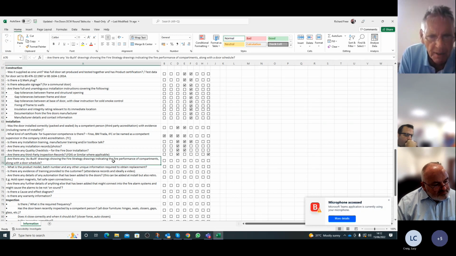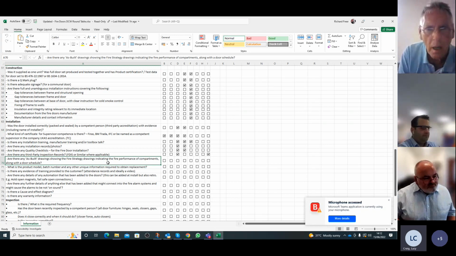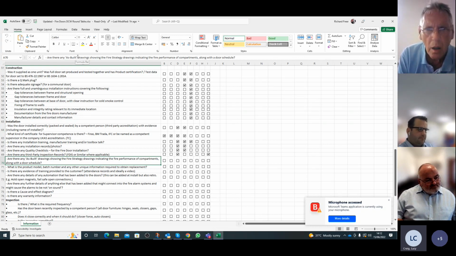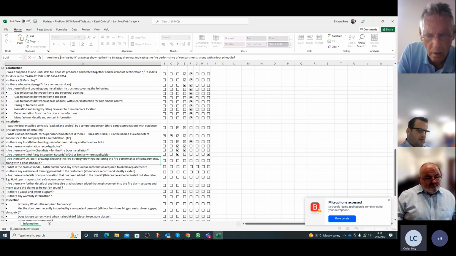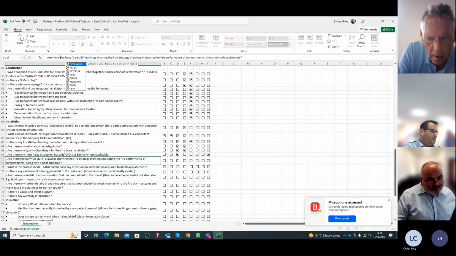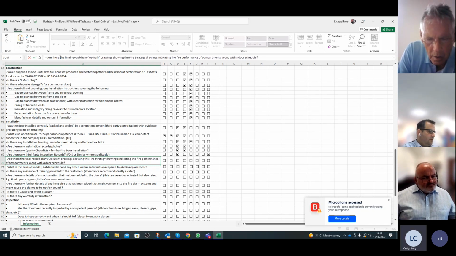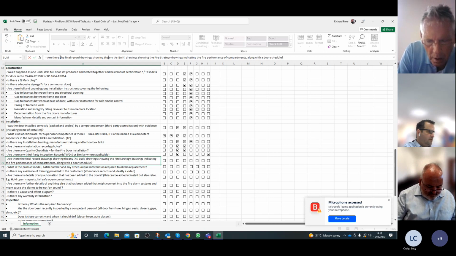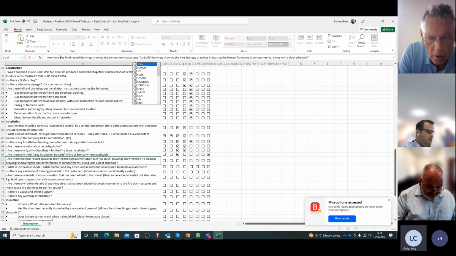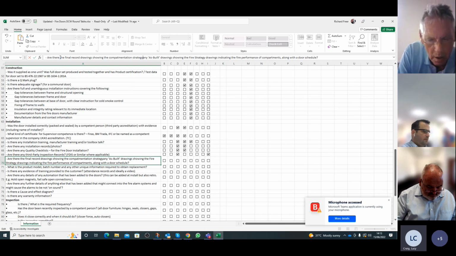Right. So do I want to make an amendment to this question? There should be the final record drawings aligned with the installation, I guess is the question. Are there final record drawings aligned with the installation? Just the final compartmentation record drawings aligned with the site installation. Sorry, dictate it to me slowly. Are the final record drawings showing the fire compartmentation strategy aligned with the install.